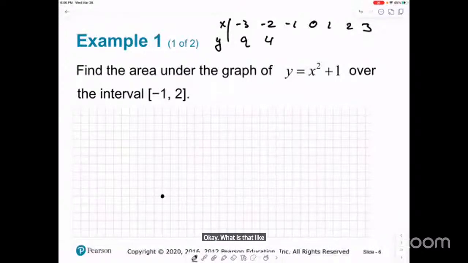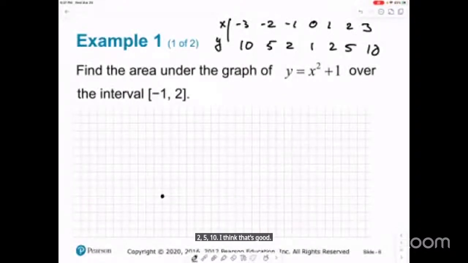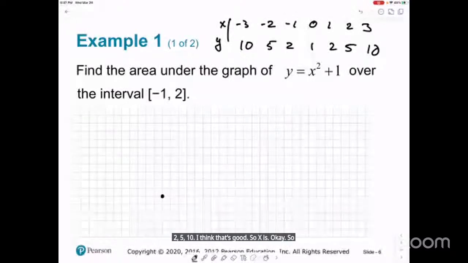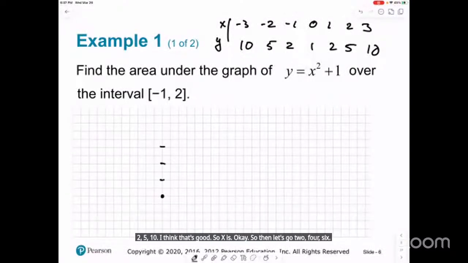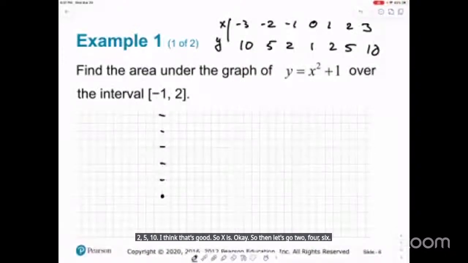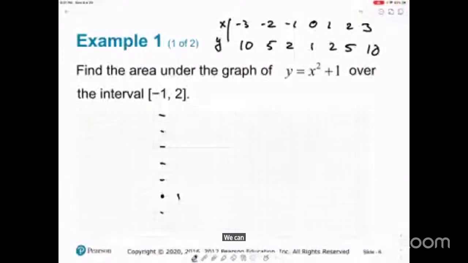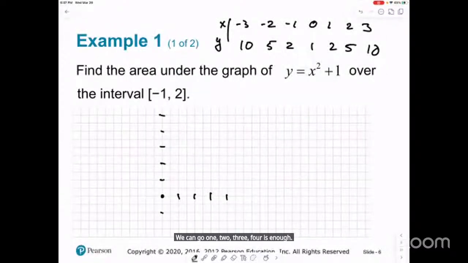Nope. Back up. 10, 5, 2, 1. Right. 2, 5, 10. I think that's good. So x is okay. So then let's go 2, 4, 6, 8, 10, about like that. We'll drop down by 1. We can go 1, 2, 3, 4 is enough.